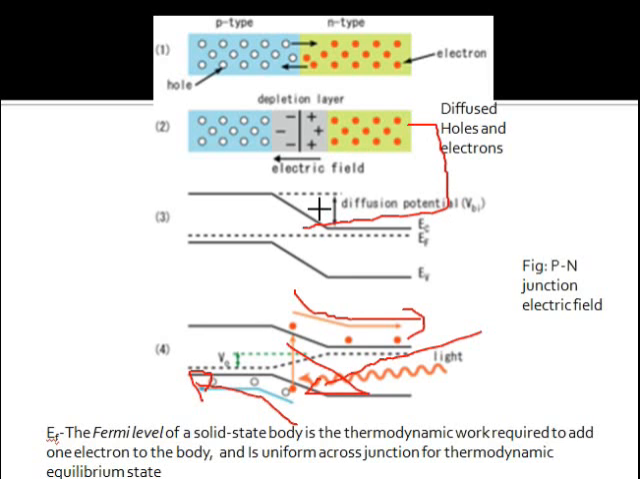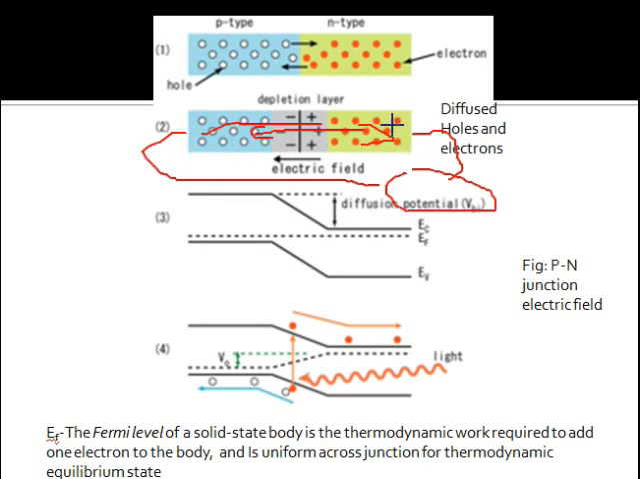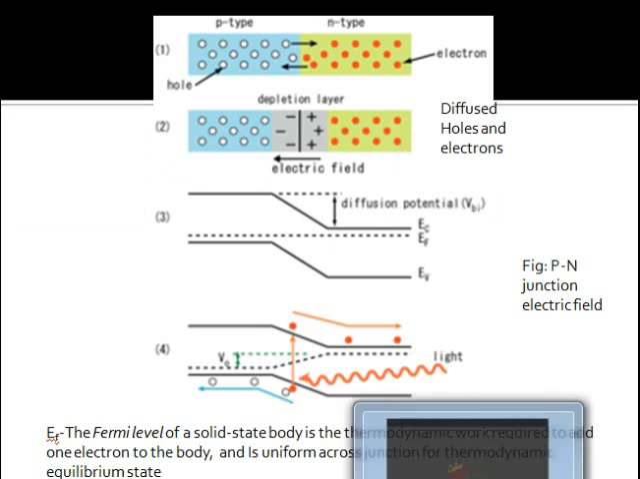Once we connect a bulb somewhere outside to these two terminals, the electrons and holes which travel here will enter the circuit, and they will actually glow the bulb. So this is how the PN junction electric field is seen, and the same process can be seen as an animation. I'll just play the video.